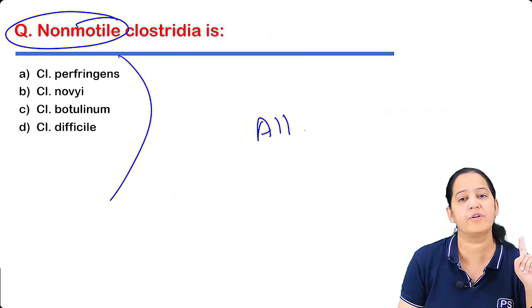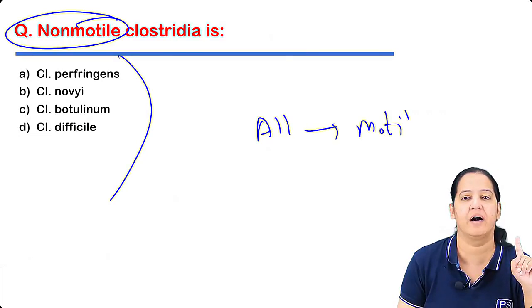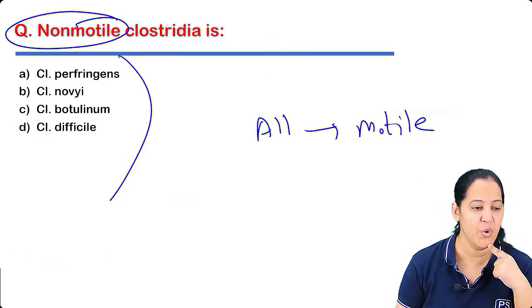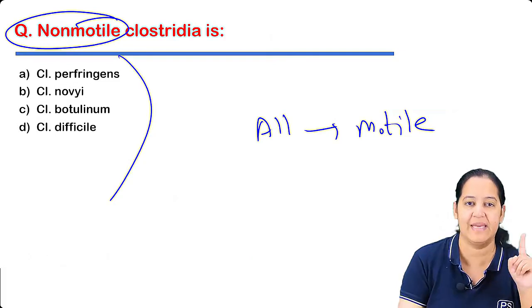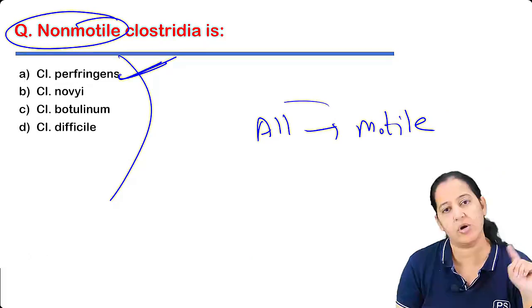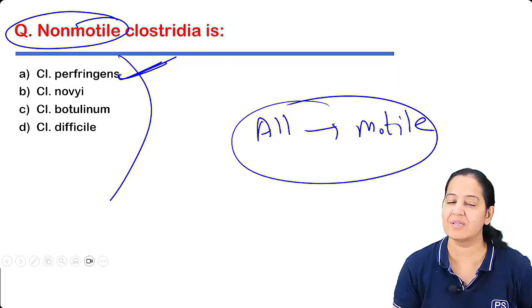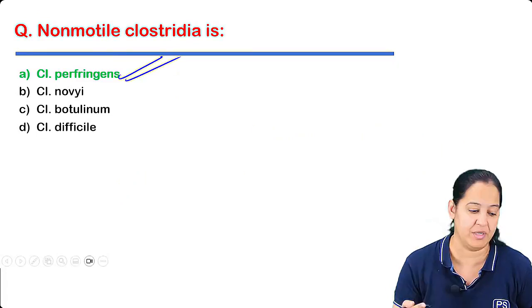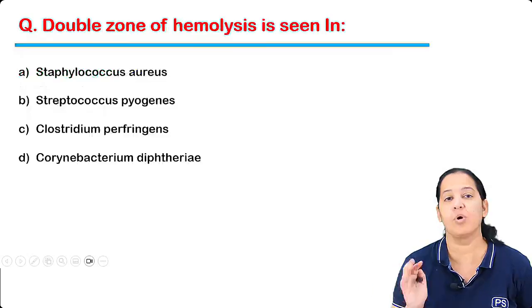All Clostridia are motile except the Gaddar. Who is the Gaddar? Who is non-motile, going against the family? Who is going against the family? Yes, Perfringens. So all the Clostridia are motile except Perfringens. So go with Perfringens. So it's a very common question. They ask the exception. Examiners love exceptions. Never forget. Examiners always love exceptions.